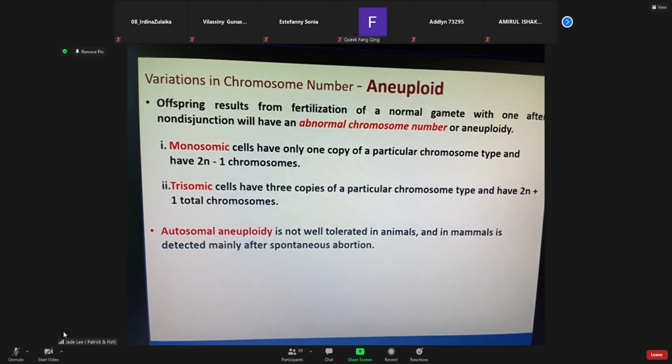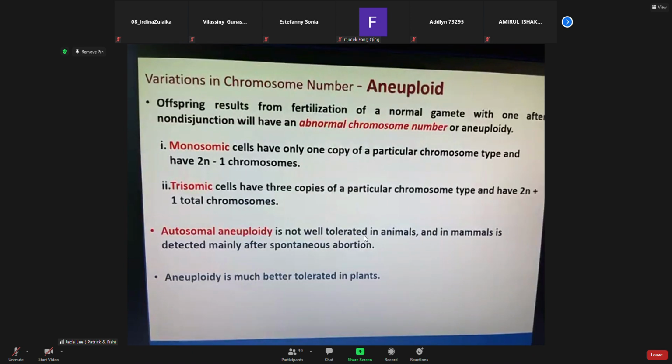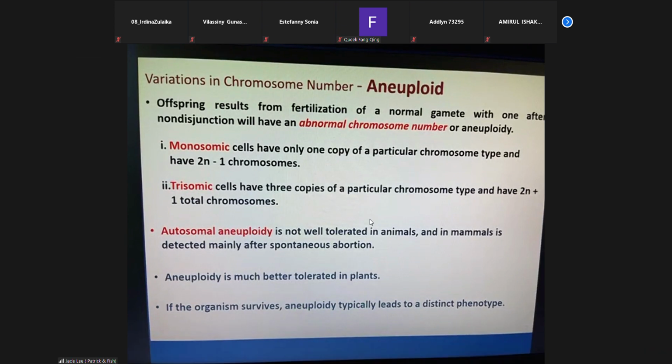Okay, so autosomal aneuploidy is not well tolerated in animals. In mammals, it is detected mainly after spontaneous abortion. Okay, but aneuploidy is much better tolerated in plants. Kalau di plant is quite normal, kita tengok aneuploidy ini. Okay, if the organism survives, aneuploidy typically leads to a distinct phenotype. Biasanya aneuploidy ini akan menghasilkan satu phenotype yang distinct lah, yang sangat jelas dan obvious.